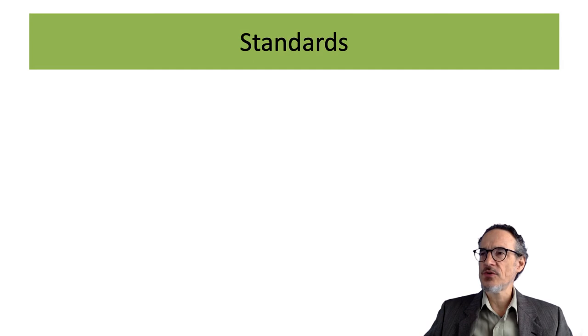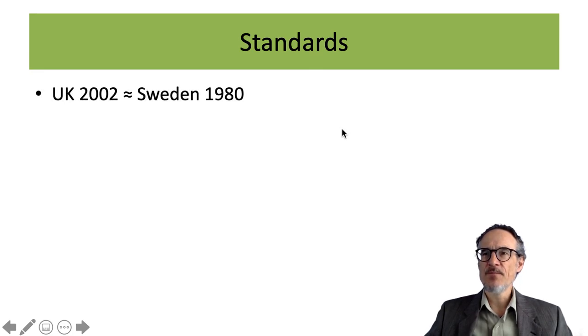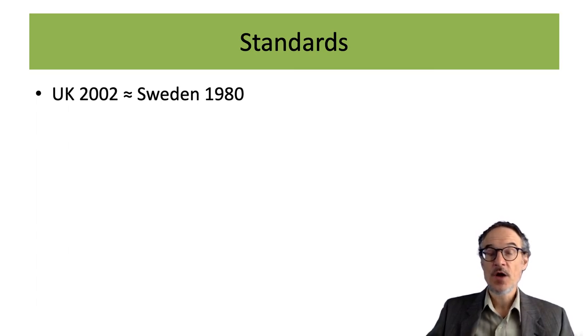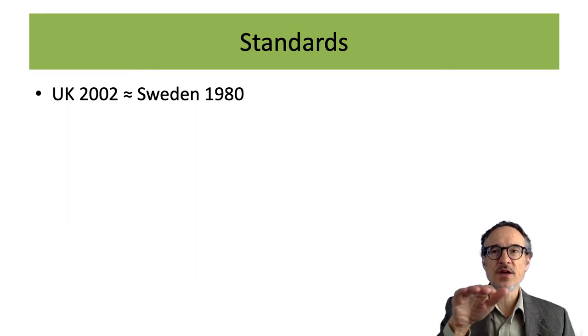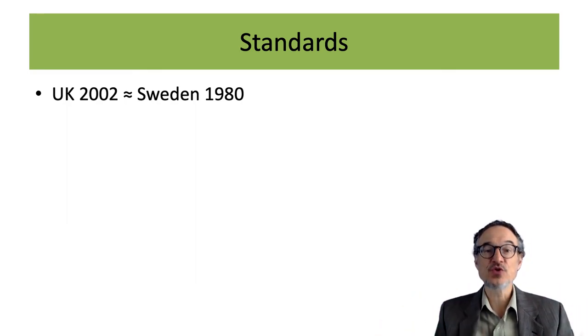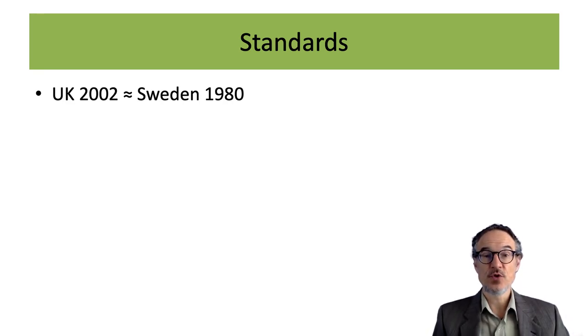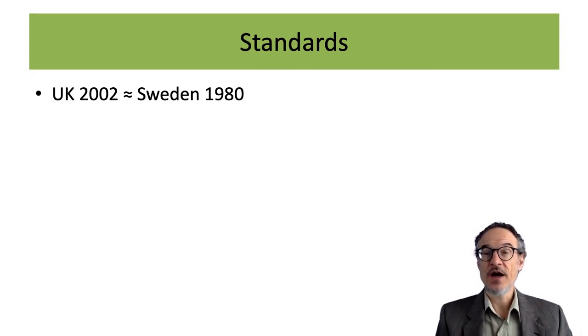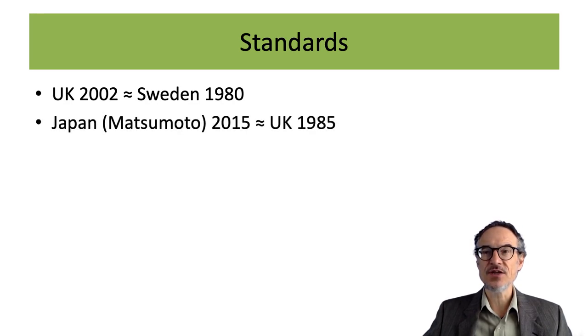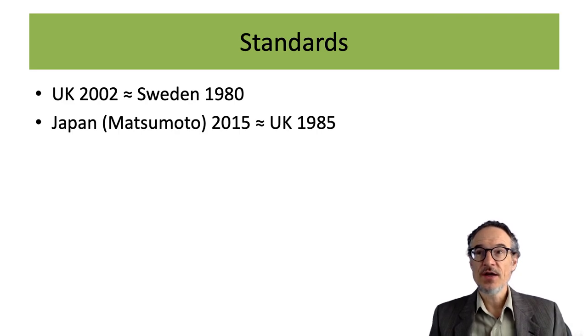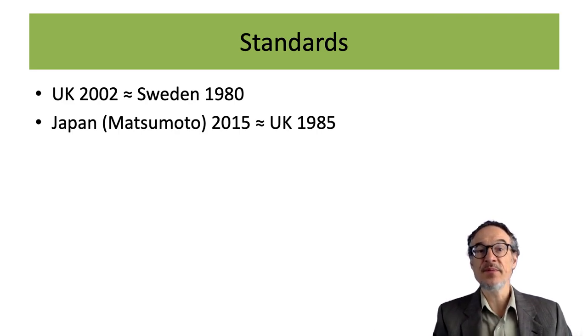So just to look at a quick comparison with standards and where countries are with different standards. The UK standards in 2002 were at the same level as they were in Sweden in 1980. So the UK has been about 20 years behind Sweden for their energy standards. The UK has not been well advanced for energy standards, whereas Sweden, Scandinavia has. And Japan's standards in 2015 were about the same as the UK in 1985. So Japan seems to be about 30 years behind the UK. So there is a long way to go for standards.